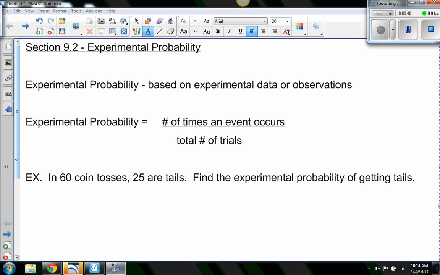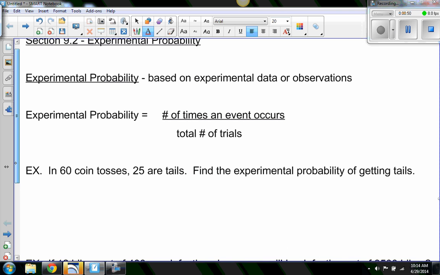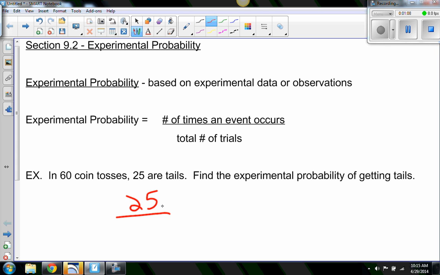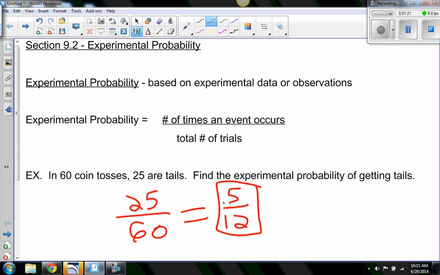So for my example here, if I toss a coin 60 times, and 25 of those 60 times are tails, find the experimental probability of getting tails. Okay, well, how many times did the event occur? How many times did you get a tail? 25. Total number of trials, it tells you right there, 60. And just like normal, you have to reduce. So 5 out of 12 would be tails.